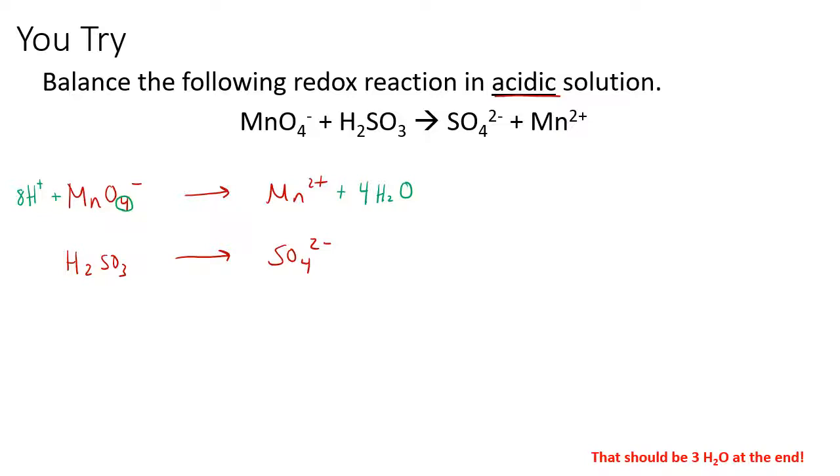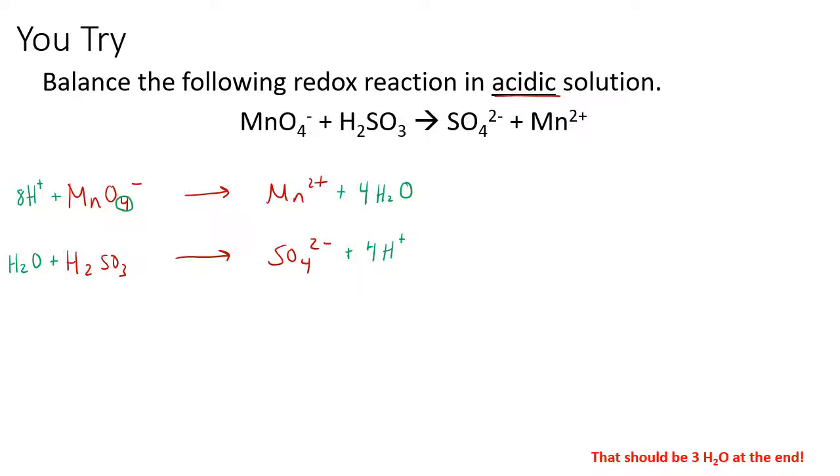For our bottom half reaction, we would check sulfur first. We have 1 sulfur on the left and 1 sulfur on the right, and then move on to oxygen. We have 4 oxygens on the right and only 3 on the left, so we're going to need to add 1 water molecule to balance our oxygens. And now we have a total of 4 hydrogens on the left and none on the right, so we're going to add 4 hydrogen ions to our right-hand side. And everything's balanced by mass here now.